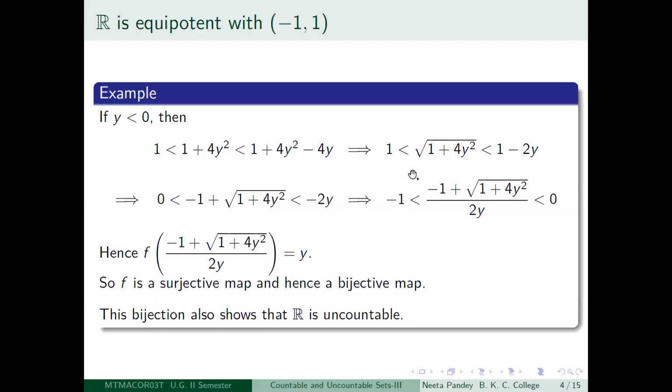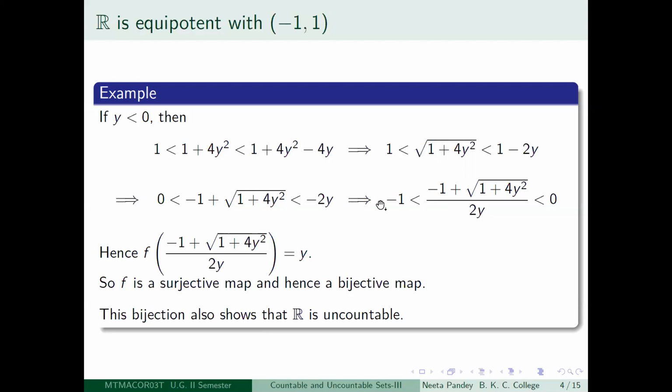Now to reach the particular solution which we got from Sridhar Acharya's method, I subtract minus 1 from this inequality. So you are left with 0 less than minus 1 plus square root of 1 plus 4y squared less than minus 2y. Now what you do is you divide by 2y. Since y is negative, 2y is negative. So when you divide by 2y, the inequality will change.